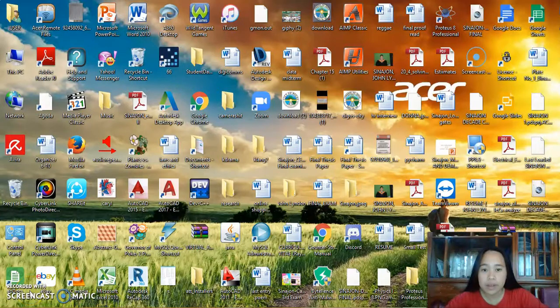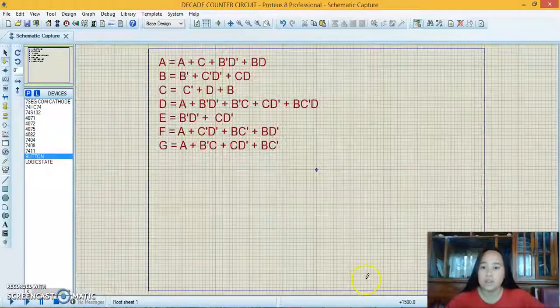Hello, so today we are tasked to make a circuit of a decade counter that will count only from 0 to 9. According to the instruction, we will only use the button, the flip-flop circuit, the 4-bit binary decoder, and the 7 segment decoder. We are going to create the circuit using the simulator. Okay, so let us start.